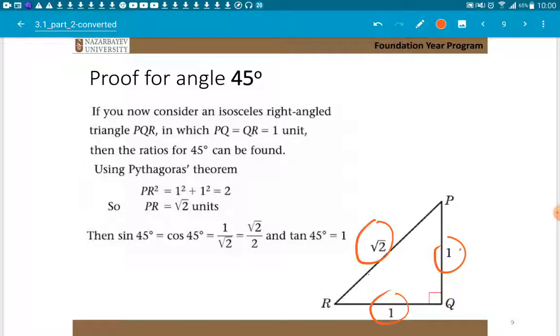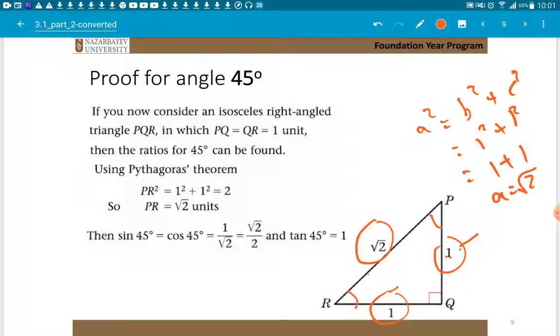How do we get this root 2? Again, Pythagorean: a squared equals b squared plus c squared. So 1 squared, 1 squared. This is 1 plus 1, and then a equals root of 2. If these sides are the same, 1 and 1, then these angles must be the same. This angle is 90, so what's left is 45 and 45. And then you could do the sine and cos of 45. You just take a look at the opposite and hypotenuse. Okay?